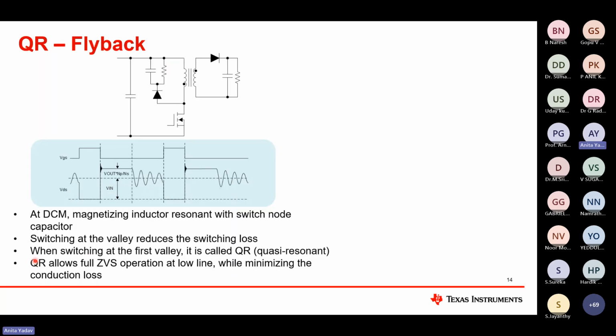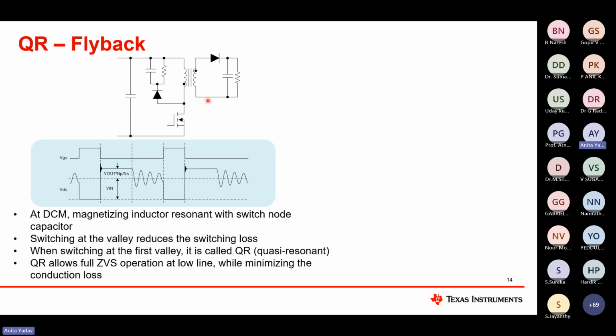We'll go into the detailed working of the QR flyback here. So this is the basic circuit of the flyback. As explained earlier, when the FET turns on, energy gets stored in the magnetizing inductance of the transformer, and when the FET turns off, the stored energy in the magnetizing inductance starts circulating to the output cap, and thus charges the output cap and supports the load requirement.